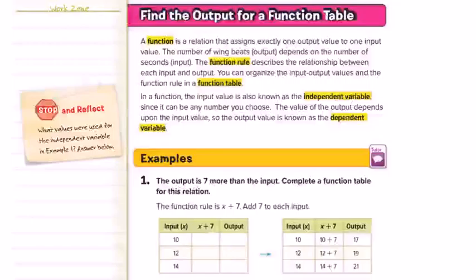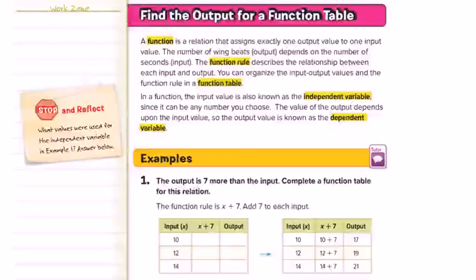In a function, the input value is also known as the independent variable, which is a term you should be familiar with from science as well as from when we did graphing on the coordinate plane earlier using x and y. An independent variable can be any number you choose, and it doesn't matter what. The value of the output depends upon the input value, so the output value is known as the dependent variable. The output value is going to change when the input value changes, so it depends on the input value.